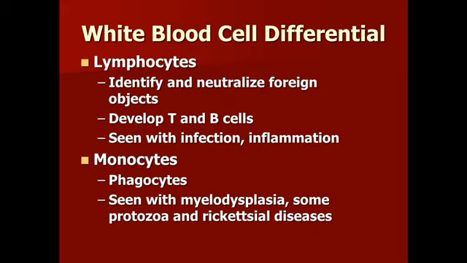When we look at the white blood cell differential and we look at the agranular white blood cells, let's look at some of their physiologic function and what you can expect from them. So the lymphocytes, which is the predominant agranular white blood cell, are there to identify and neutralize foreign objects. This is how lymphocytes are important to help us develop both T as well as B cells. So as a result, you will see an elevated level of lymphocytes with an infection as well as inflammation. So you think about inflammatory states.